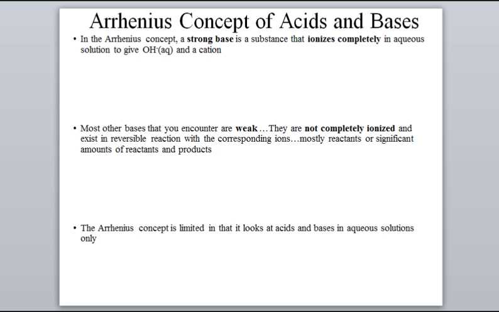Arrhenius also gave definitions of strong and weak bases. So again, bases are things that make the hydroxide ion concentration increase. Arrhenius's definition of a strong base is some chemical that ionizes completely in an aqueous solution to give the hydroxide ion. So, ionizes completely, forms hydroxide ions, or how about already contains hydroxide ions? Salts, ionic compounds that contain hydroxides, those are bases. And a strong base, for Arrhenius's definition, are salts that contain hydroxide.